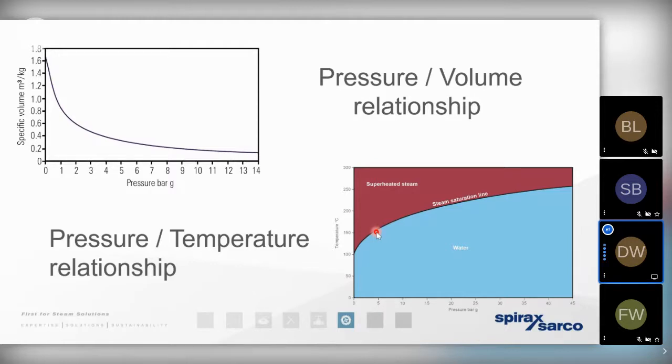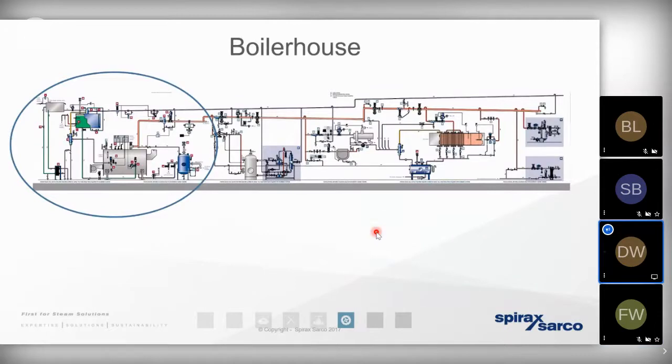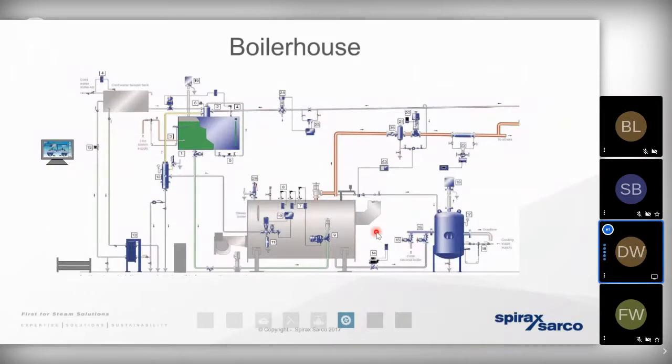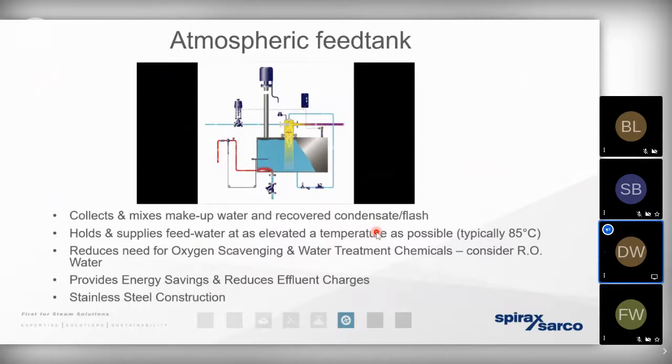So just looking at the boiler house, we looked at a few critical components that helped us to ensure that the steam generation was held at an optimum point. And we looked at a few of the key components, and one of the areas that we focused on 2 weeks ago was the atmospheric feed tank, also known as the hot well.